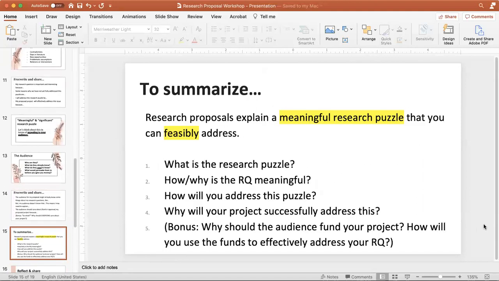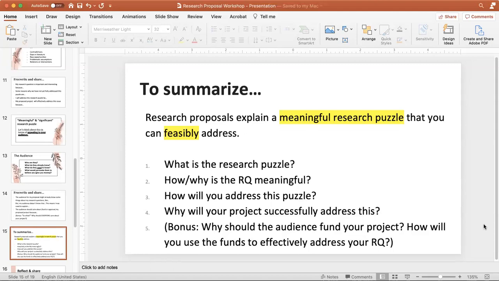All right, so wrapping up what we know at this point, just to summarize some things. So research proposals explain a meaningful research puzzle that you can feasibly address, right? And I think we can agree that a research proposal typically answers these main questions. So first, what is the research puzzle? What is your intellectual inquiry? What are your research questions? And 2, how or why is the research question or research puzzle meaningful and important?